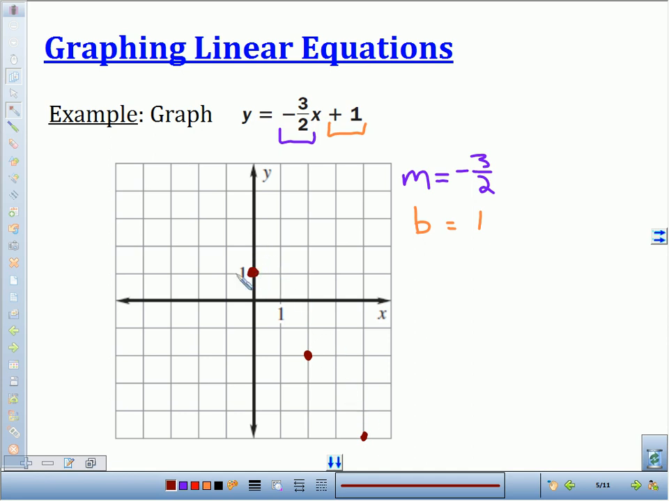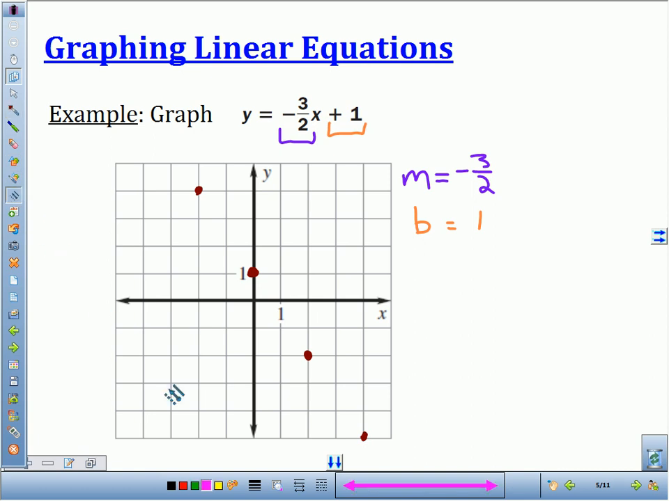I could also move backwards. Since this is negative 3 over 2, I could move upwards 3 and backwards 2, because I could decide if I want the negative sign to go with 3 or with 2. We can't go with both, but it can go with either one. So I could go backwards 2 and up 3. And we can see that that stayed in line with the others. If I had ended up with a point that was not in this line, then I would know that I did not plot the point correctly.